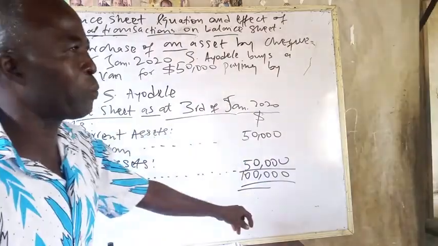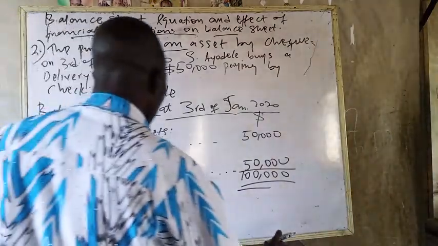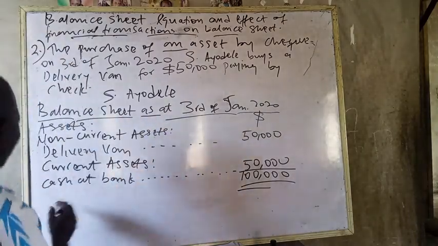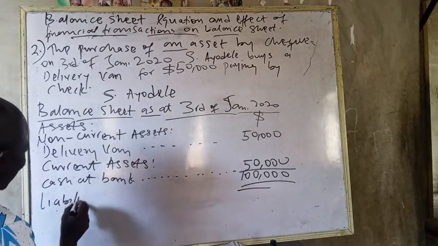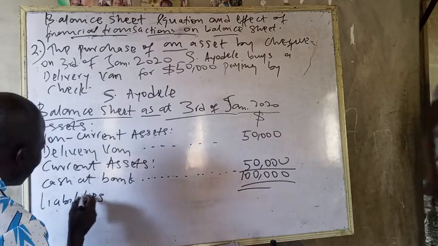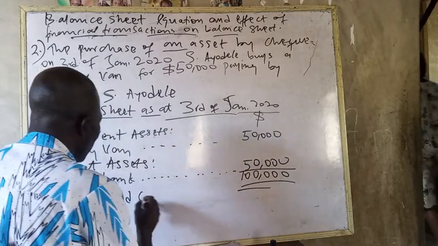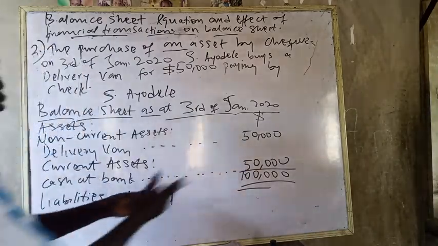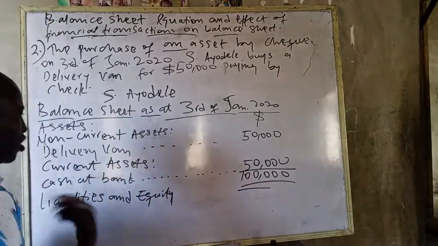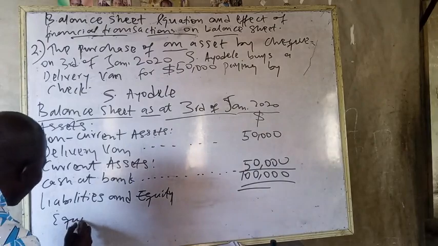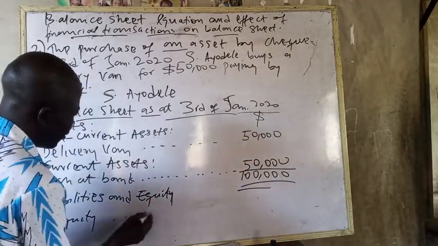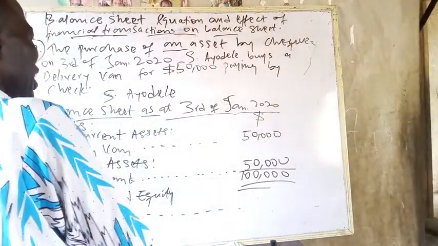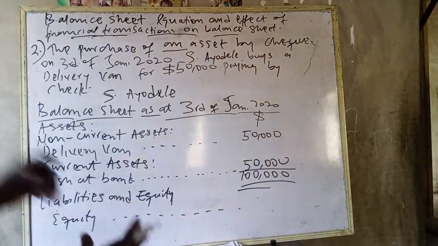Assets must be equal to liability plus capital. Liability has not come in yet, so what do you have now? According to the classification, you must classify it like this: liabilities and equity, like I did in the first example. No liability yet, but we have capital or equity. You can call it capital, you can call it equity. Call it equity. And what is the amount? The amount he deposited in, the amount he has as capital.